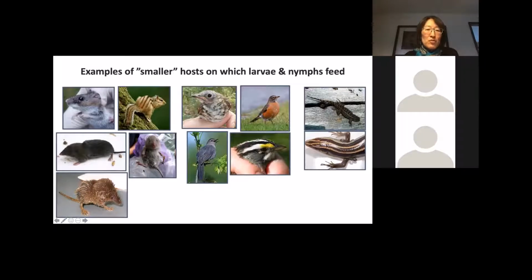Vole, which is the one where I'm holding it with a purple glove. That seems to vary, these different voles, for their competence. But the shrews on the left are very good reservoirs. The chipmunk and the mouse, very good reservoirs. Over here in the birds, there's variation, just like we see amongst mammals. Robins and thrush families are very good, but this catbird is not a very good reservoir. And like I said, for the most part, lizards tend not to be reservoirs.